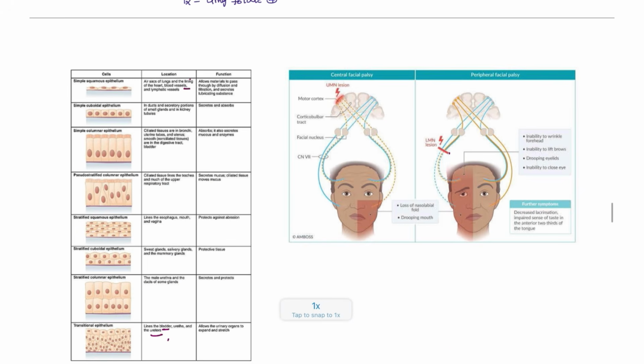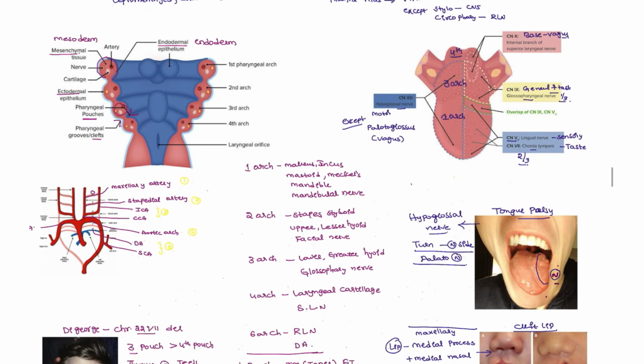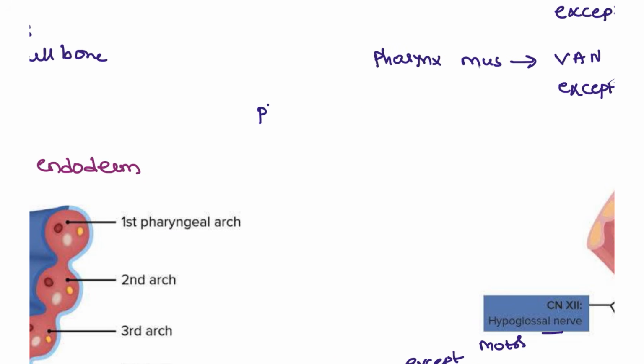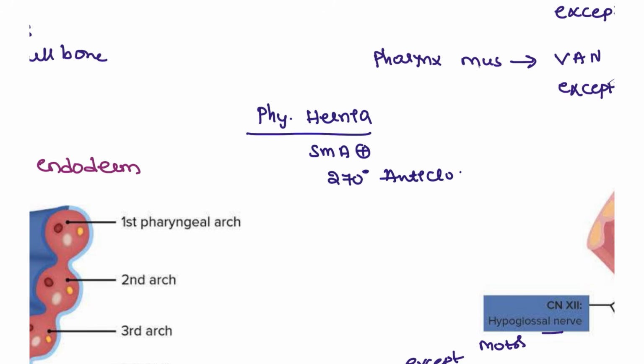Next, moving on to the epithelia. Also, here I want you guys to remember another thing, that is the physiological hernia. In the baby, the physiological hernia starts at the SMA, the superior mesenteric artery, and rotates 270 degrees anti-clockwise. It starts at 6 weeks and ends by 10 weeks. So this is completely normal.